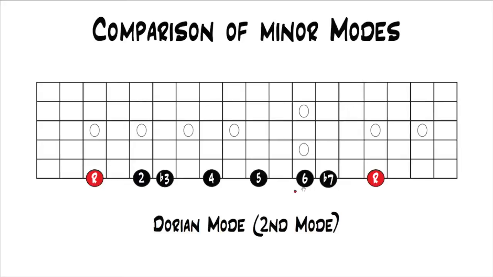And the Dorian mode's unique because of the major 6, so you get a brighter minor sound than all the other minor modes, and it's used a lot in jazz. It's a very common mode that's used in jazz or in blues or funk styles.